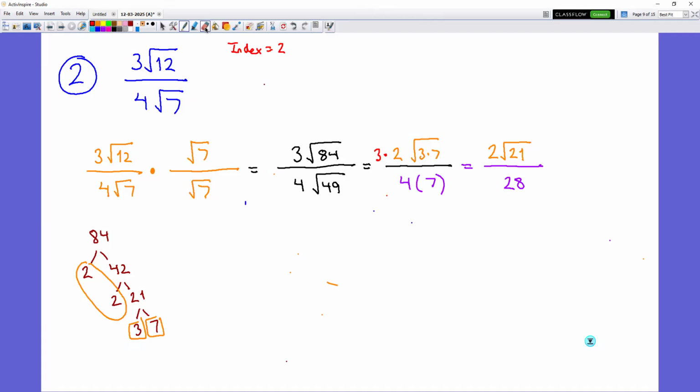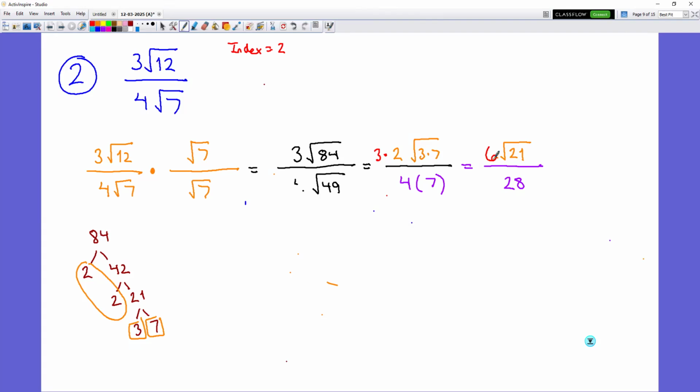And so 3 times 2, if I change this, 3 times 2 is going to be 6. So it's going to be 6 square root of 21. I don't edit anything, okay? So 6 square root of 21 over 28. Let's say I have a different answer on my paper. All right, so 6 square root of 21 over 28.